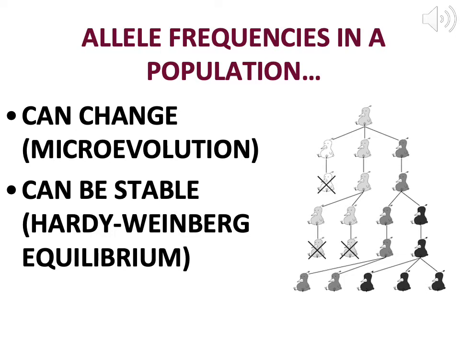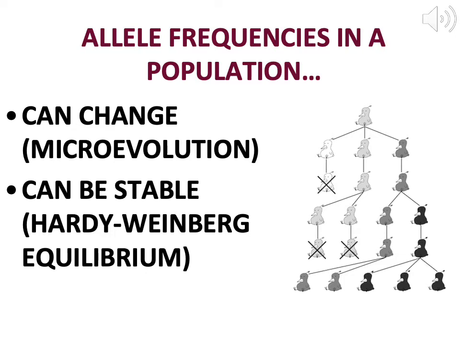We already made the observation that natural selection is going to influence those allele frequencies over time. Now, if allele frequencies change within a population, we're going to call that microevolution. But now, in the process of watching how these allele frequencies change over time, at any given moment, those allele frequencies are going to be in some stable situation.